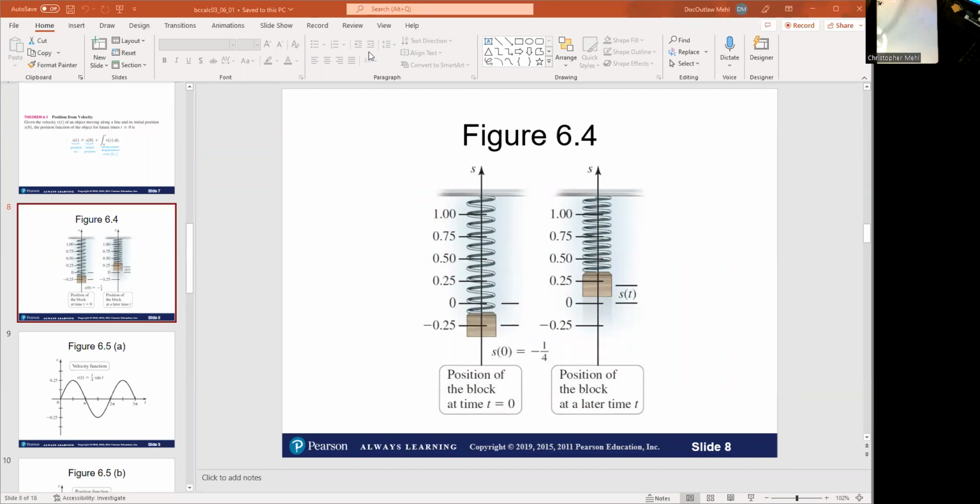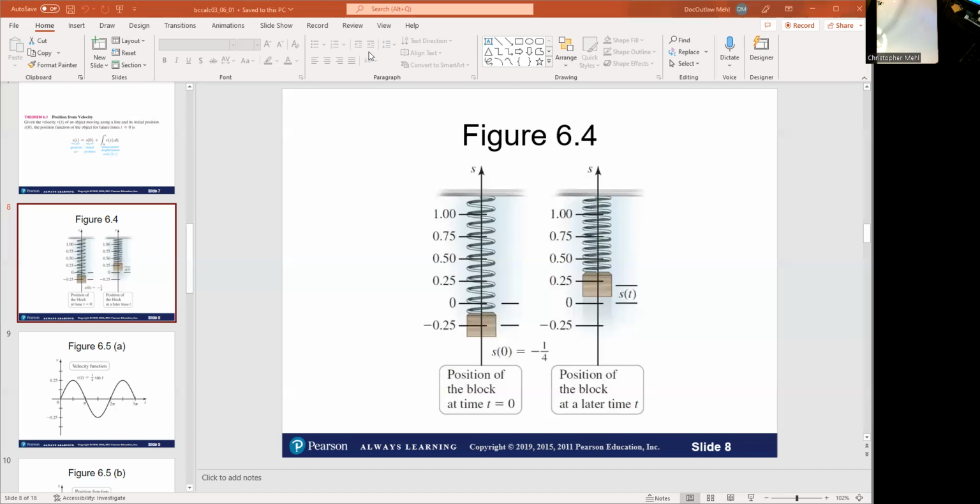Suppose we have a block. This block is hanging at rest from a massless spring at the origin. So S equals 0, which is hanging, sitting at rest. That's going to be the origin. And what we're going to do is pull the spring down 1/4 of a meter from the initial position. So S at time 0 will be -1/4, and then we're going to let it go. So S of 0 is -1/4.